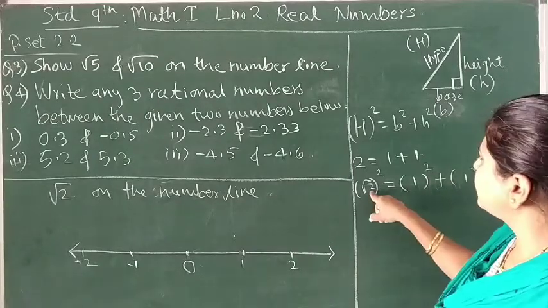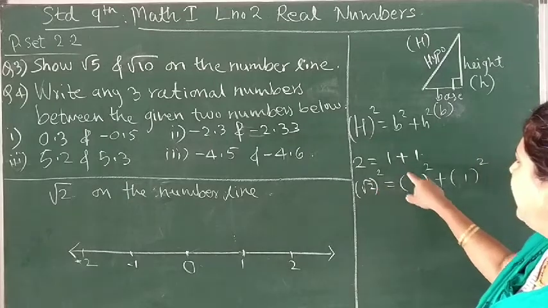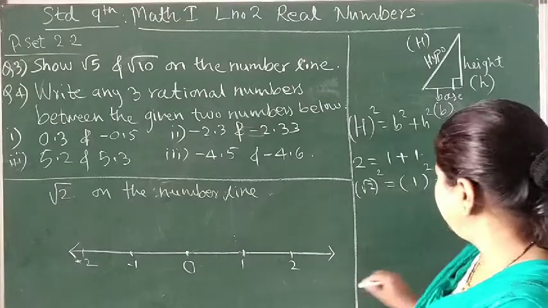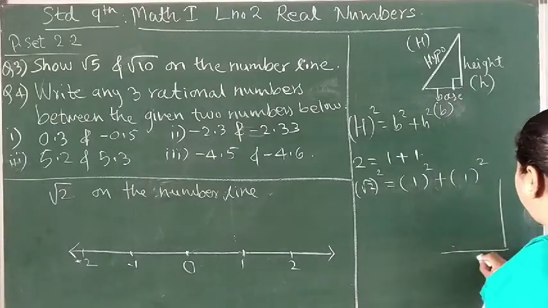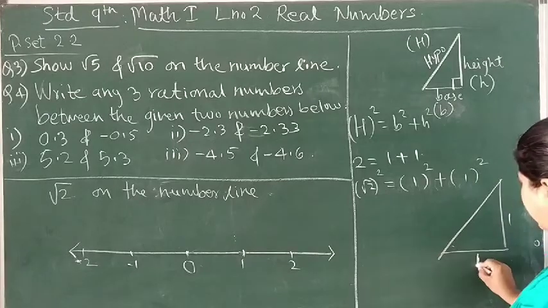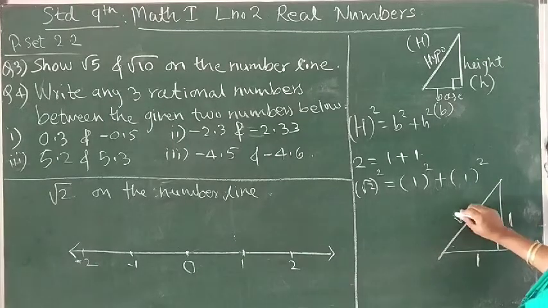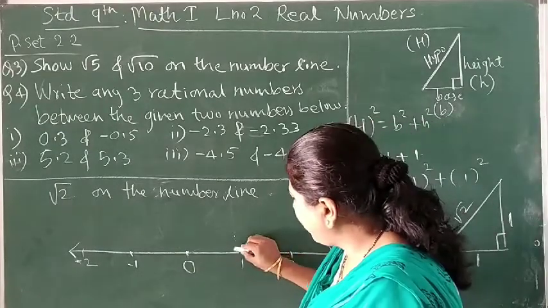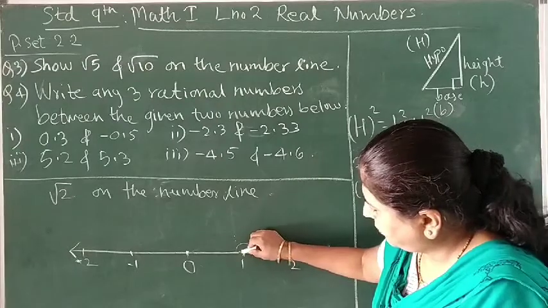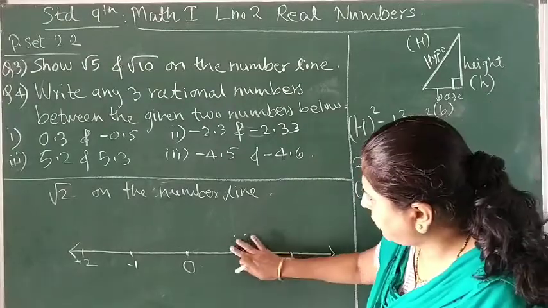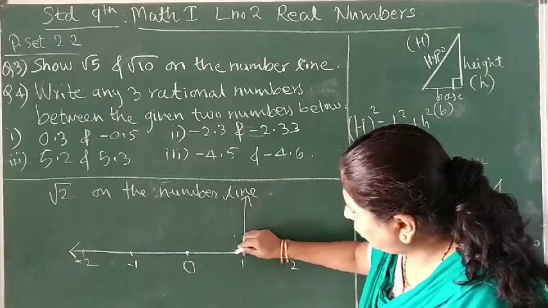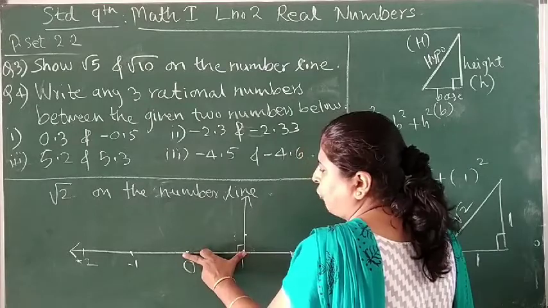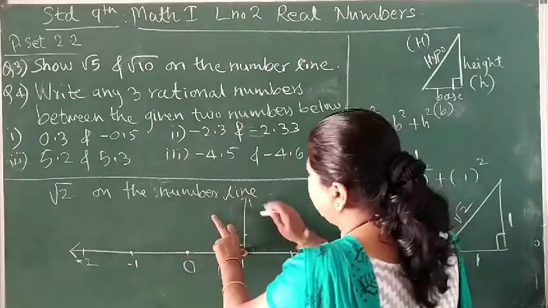So if you want your hypotenuse to be square root of 2, your base should be 1 and the height should be 1. So we try to draw a right triangle where the base is 1 and the height is 1. Then you get your hypotenuse to be square root of 2. So we draw a right angle at this coordinate 1. Suppose we have joined this and drawn this at right angle. Then we take the distance, whatever we have taken for unit 1, the same distance we take here.